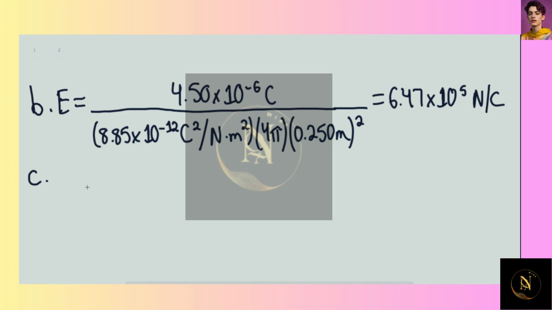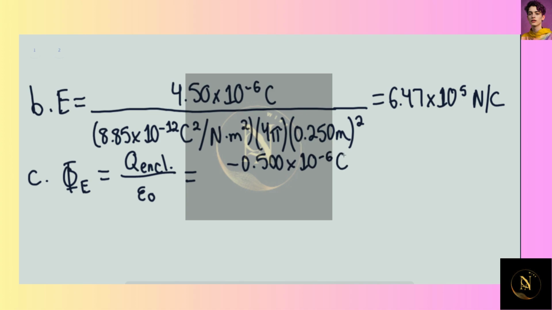For part C now, we use Gauss's law to find the electric flux. So the electric flux is going to be equaling the total enclosed charge divided by epsilon naught. And so we can simply substitute. This would be equaling negative 0.500 times 10 to the negative 6th coulombs, divided by epsilon naught, 8.85 times 10 to the negative 12th coulomb squared per Newton per meter squared.